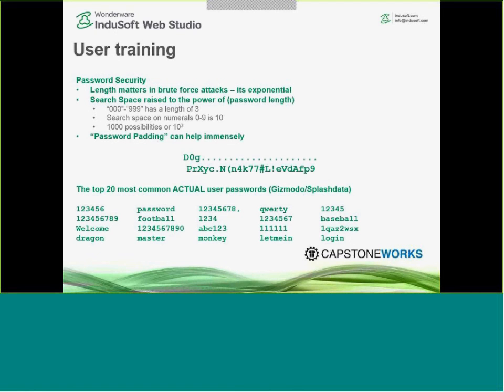The longer the password, the harder it is and the longer it takes. It's based on the search space raised to the power of the length of the password. A search space is how many choices there are for a given character. If it's a numeric character, there's 0 to 9, so there are 10 choices. For a 3-character password from 000 to 999, the length is 3, so it's 10 raised to the third power, or 1,000 possibilities. So that's kind of the essence of how it goes.